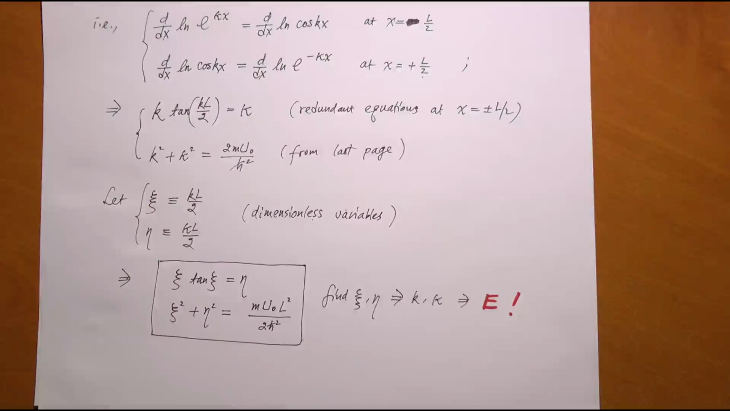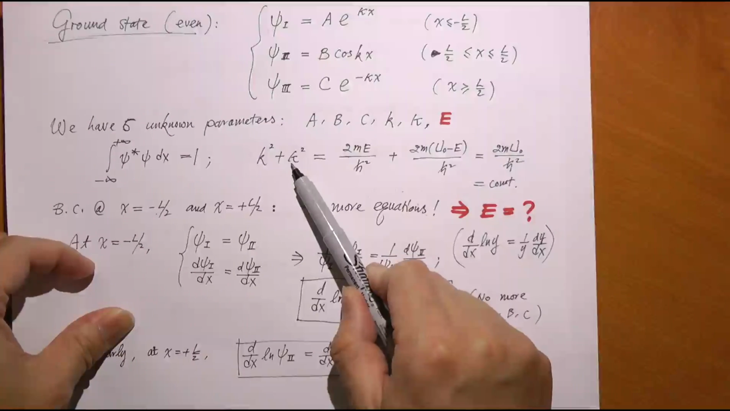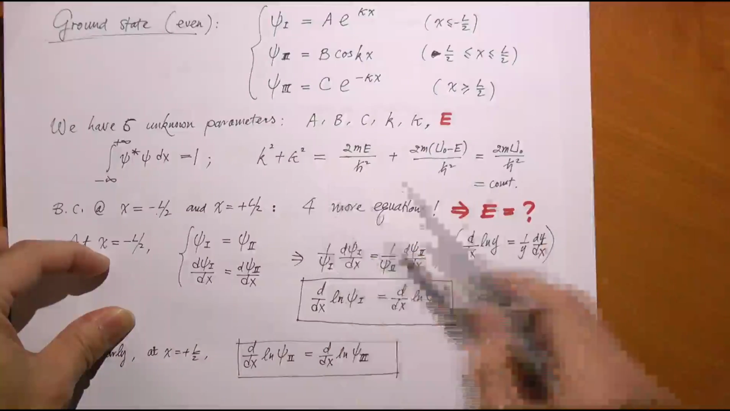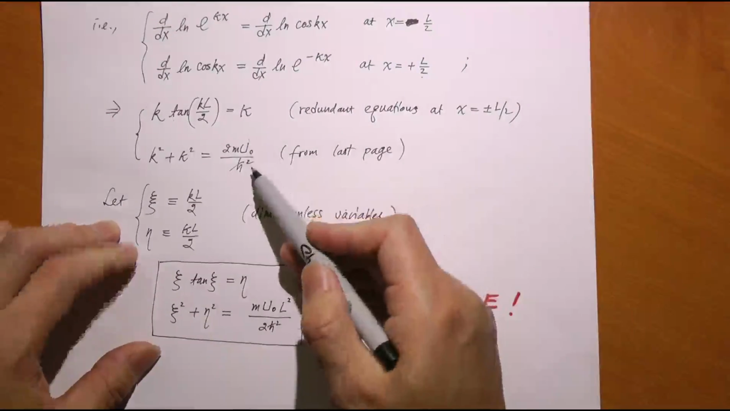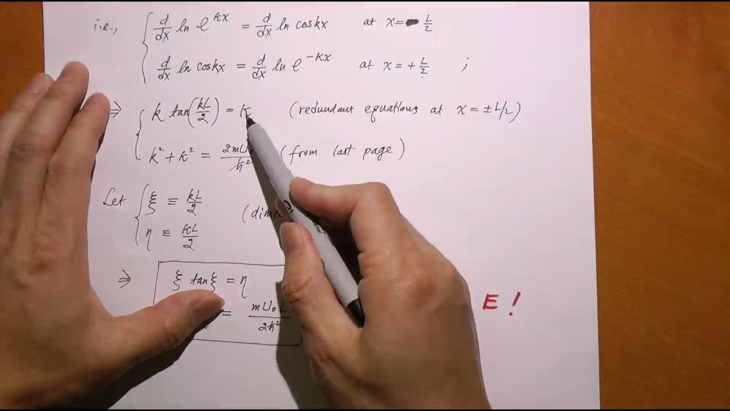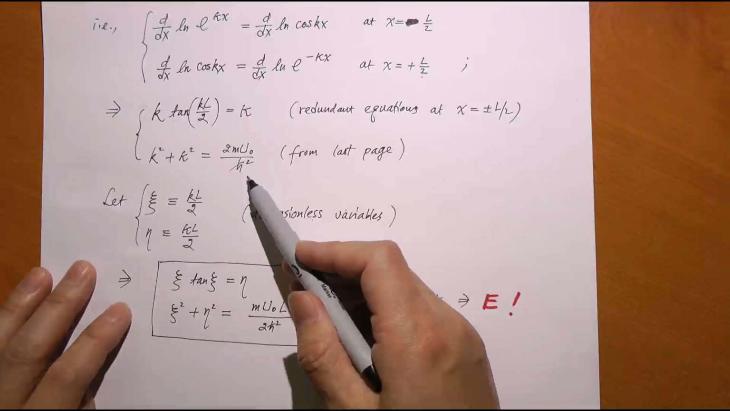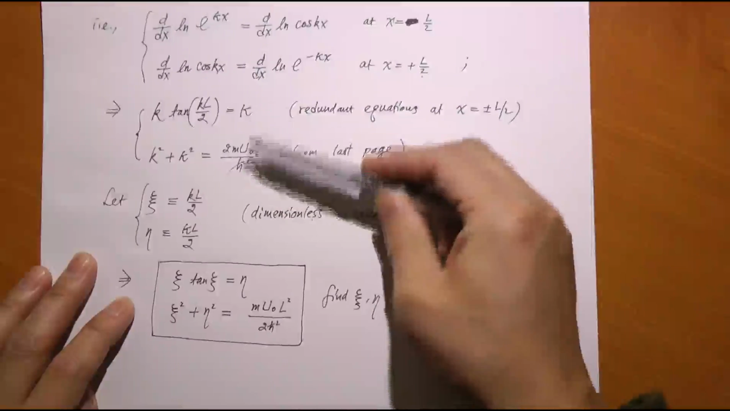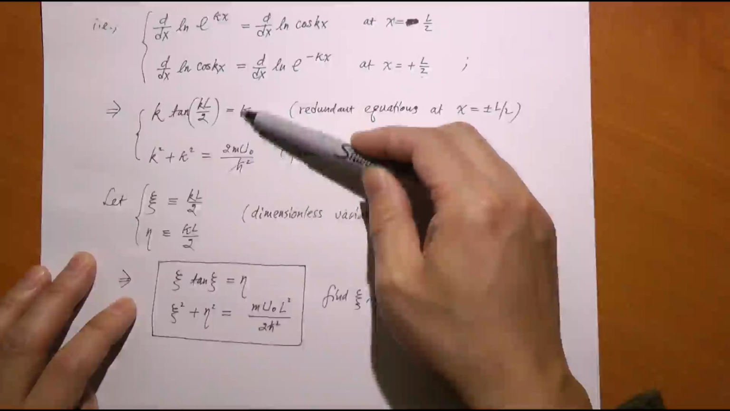But remember, k and kappa satisfy another equation right here. That's due to the definition of k and kappa, right? k is defined as this, kappa is defined as that, so therefore the sum of the squares equals a constant. So now I have two equations for k and kappa. Here's the first equation, boundary conditions. Here's the second equation due to the definition of k and kappa. And I set out to solve this pair of equations for k and kappa. If I get either one of them, I can find the energy E. Okay? So how do I solve these equations?